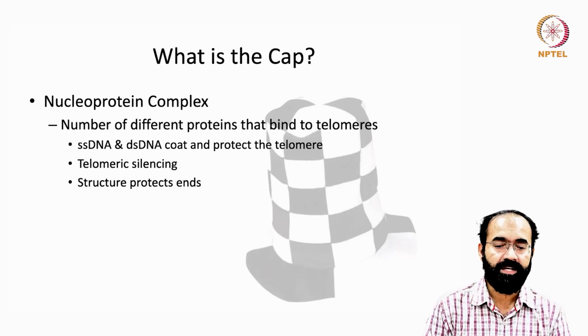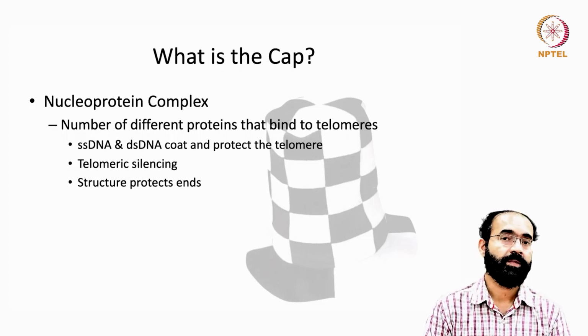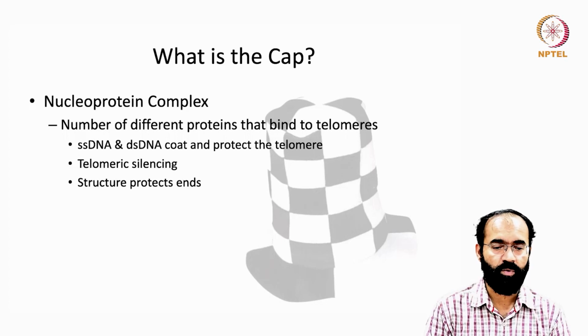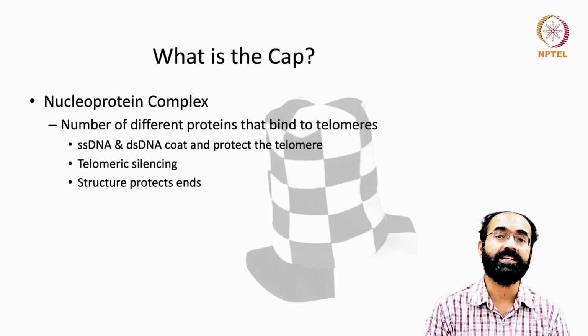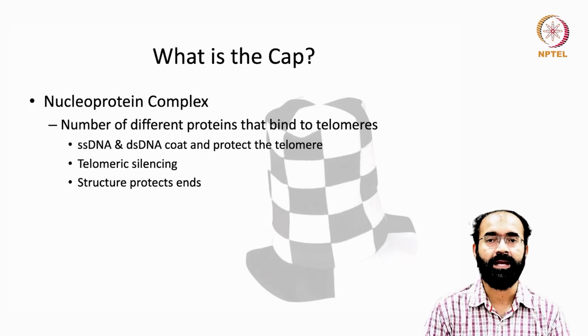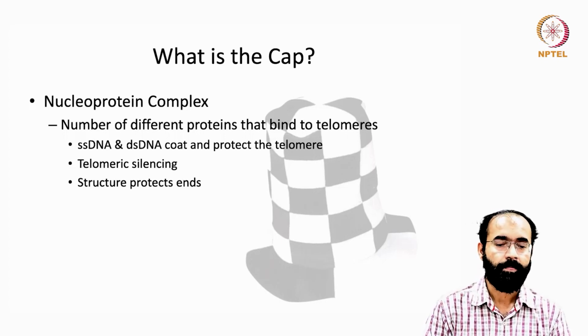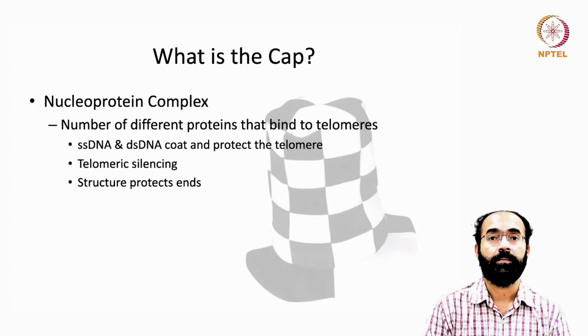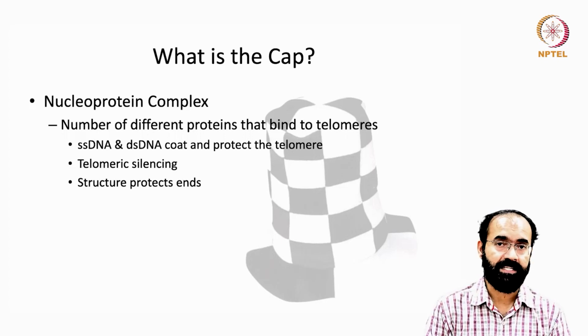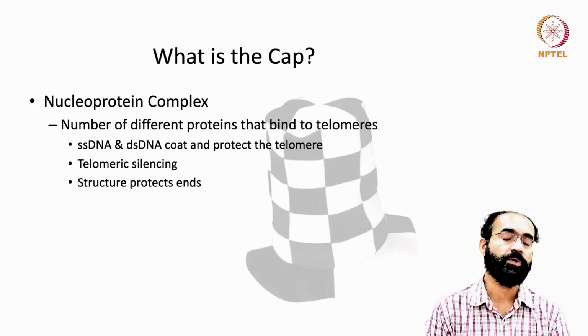A number of different proteins that bind to the telomeres exist, and telomeres are not typically binding to histone protein. They have specific proteins. They are telomeric repeat binding proteins. So single stranded DNA and double stranded DNA coat and protect the telomere. So the telomeric repeat normally can fold in such a way that it can form a complex structure with the help of protein, and it can also bring about telomeric silencing. That means telomeric genes, once they are coated, remain quite dormant and exposed only during cell division.